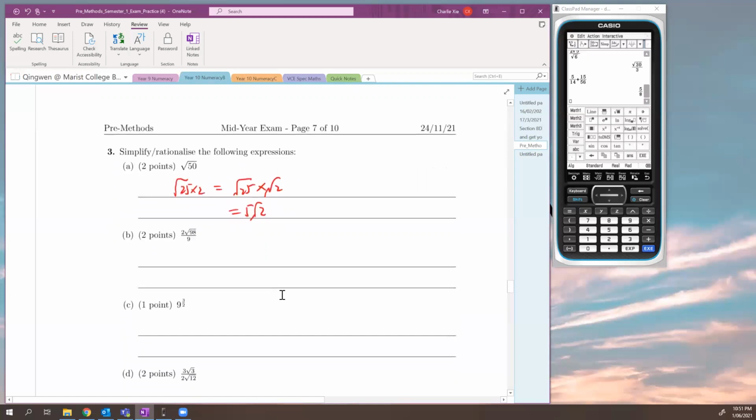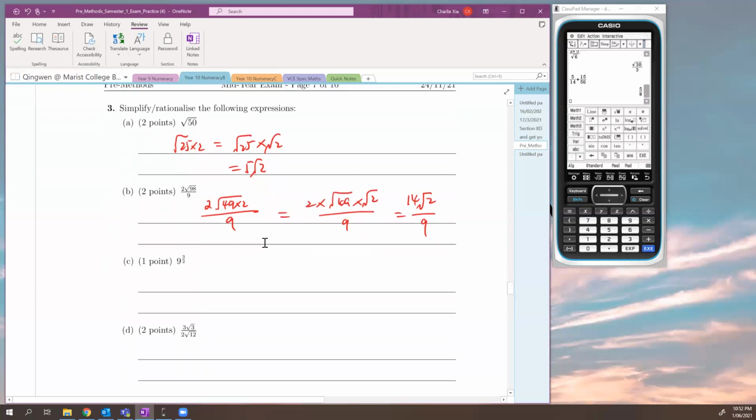Okay. Next one, 2 times root 98 over 9. So 98 makes me think of 49 times 2 over 9. So that's 2 times square root of 49 times square root of 2 over 9, which is square root of 49, which is 7. 2 times 7, which is 14. 14 root 2 over 9.